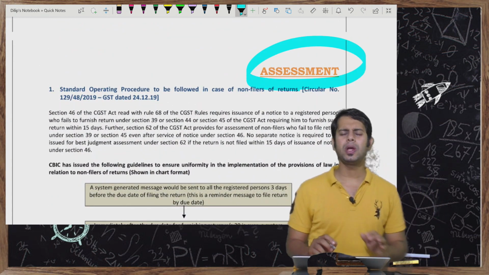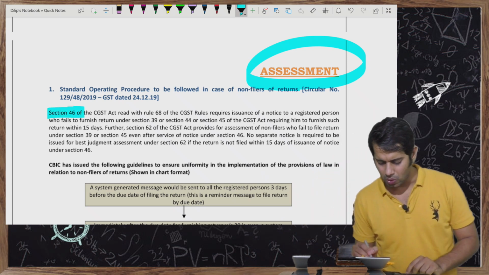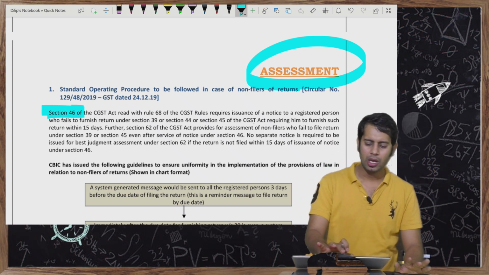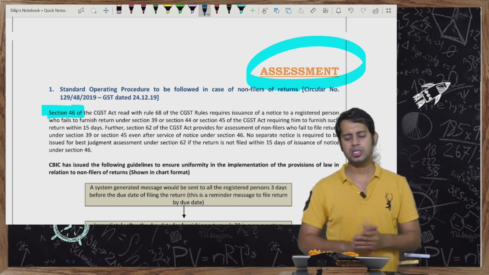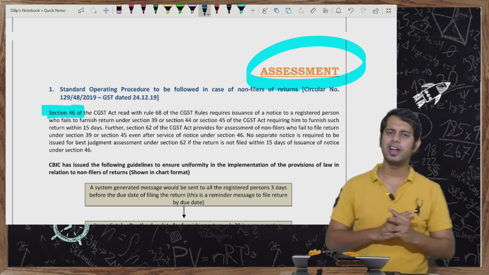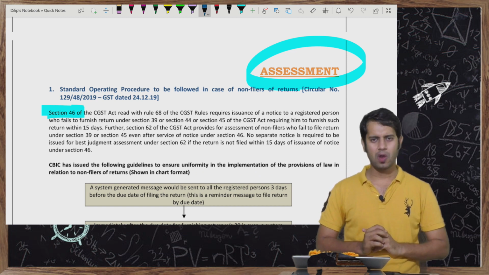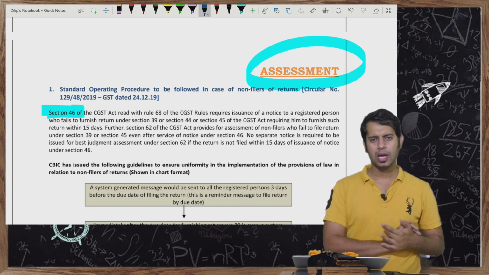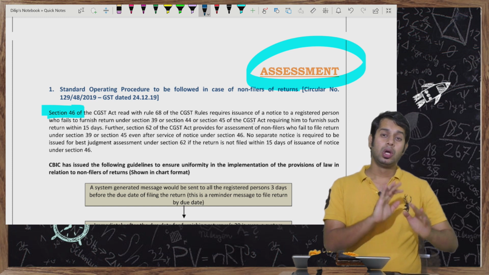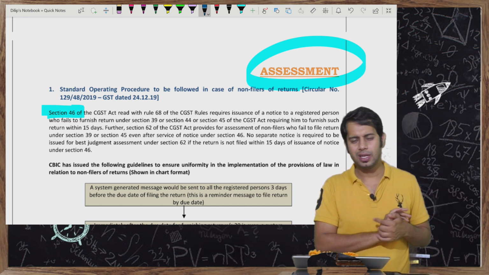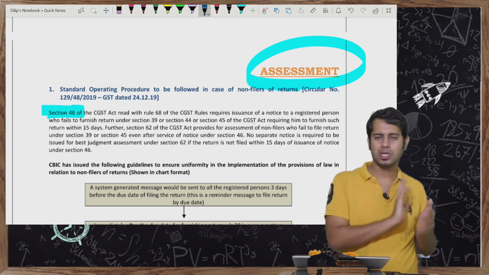Then in the topic called assessment, this point is also covered in section 46, which is the returns topic. Now normally what happens, if you don't file your return within the due date, the officer will send you a notice, correct? After the notice is sent, you are liable to file the return within 15 days. This is what the provision already has.